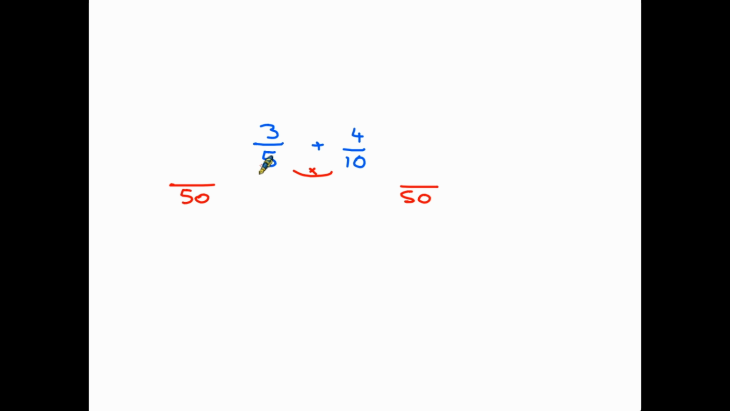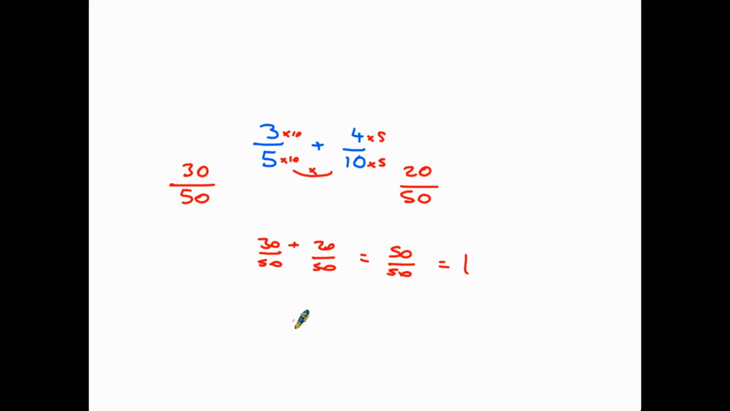As before, how do we get from 5 to 50? We've just multiplied it by 10. So the top is going to be 3 times 10 is 30. On the other side, how did we get from 10 to 50? We just multiplied it by 5. So the top is 4 times 5, which is 20. Now, if we add these together, 30 plus 20 over 50, we get 50 over 50, which happens to be 1.